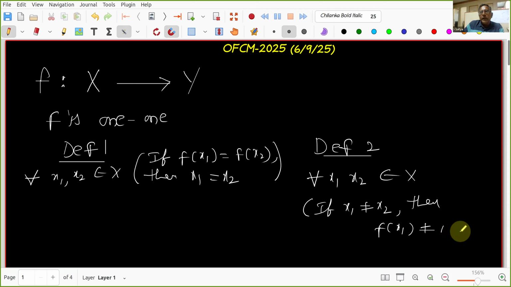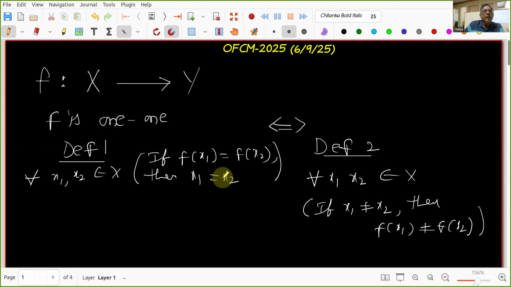It is better that you remember this, but the reason is that it tells that distinct elements map to distinct elements. It is also the same thing. If the images are the same, then the elements have to be the same. If the images are different, the pre-images are also different. Both are the same, but this conveys that distinct elements map to distinct images. Why are these two equivalent? These two are equivalent because of the contrapositive. The contrapositive of this is this, they are contrapositive to each other. That's why these two definitions are the same.